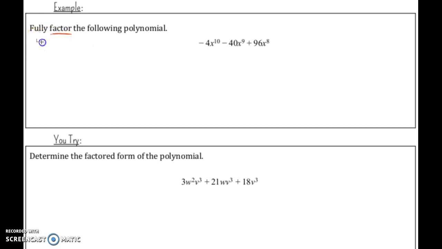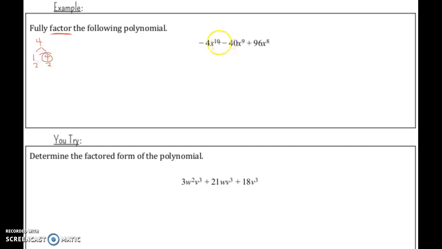So I'm going to make my tree for 4 because that's my smallest coefficient. And I have 1 and 4 and 2 and 2. And then I want to see if 4 works because that's the biggest number. So I obviously know 4 can be divided by 4. But then 40 divided by 4, that works. That's 10. And then 96 divided by 4, that works as well. That's 24. Okay, so I know that 4 is going to be my GCF.